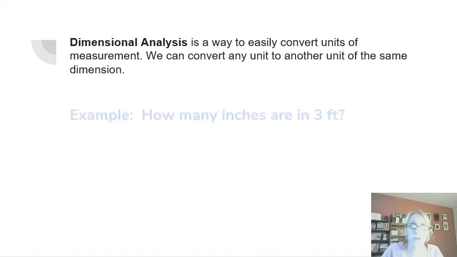Okay, so some simple conversions you probably know without really even thinking too hard about it. So if I were just to ask you how many inches are in 3 feet, you probably automatically think 12 inches to a foot. I have 3 feet. I must have 36 inches. All right, and so that's easy enough, but a lot of times we're going to encounter problems that are multi-step, and so we really need a way to keep track of our units and to make these conversions easier. So that's when dimensional analysis comes into play.